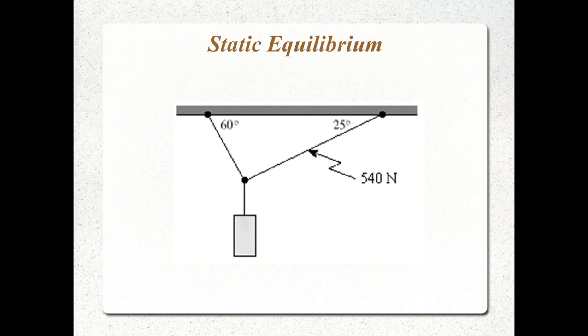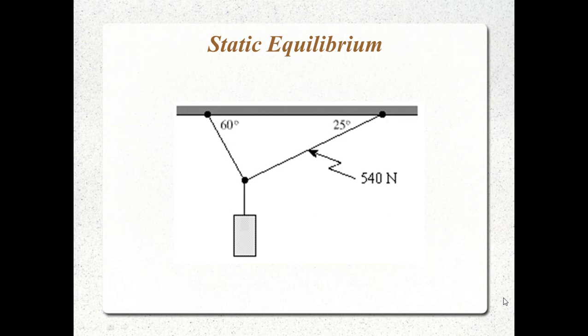Because it's pretty easy to see that if it's not moving, the tension force in this string is straight down and it's equal to the weight of this object. The tension force up and to the right will be at 25 degrees above the horizontal, just by doing a few simple ideas of geometry, and that force will be 540 newtons. And then there'll be another force up and to the left along that 60-degree angle.